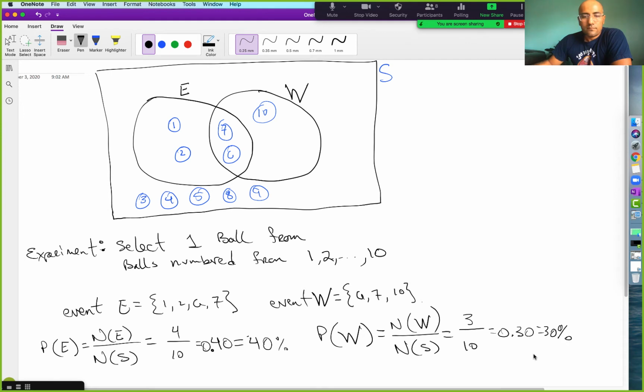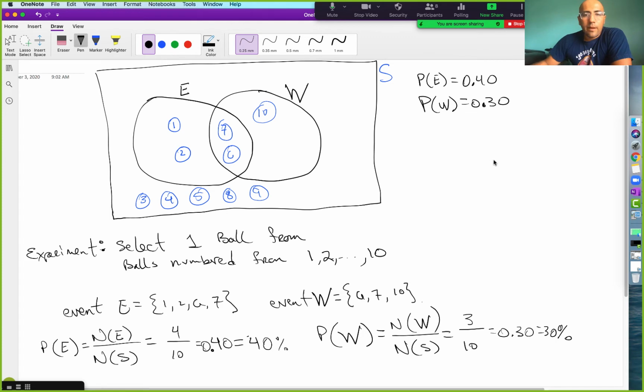Good. Okay, so we have our probabilities, and I'm going to start writing them down up here just to get rid of all the mess. Probability of event E, we said, was 40%, 0.40. Probability of event W, that's equal to 0.30.